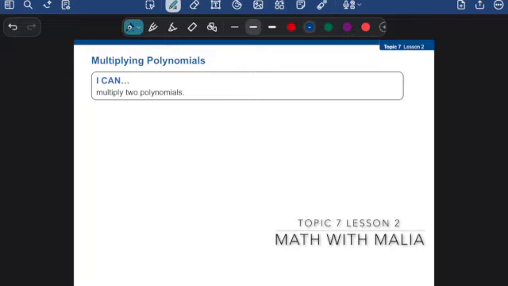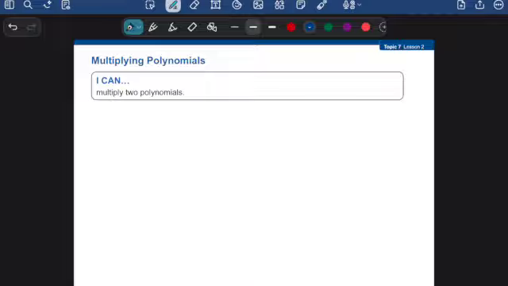Today we're doing Savvas enVision Algebra 1, Topic 7, Lesson 2, Multiplying Polynomials. After today's lesson, you'll be able to multiply two polynomials.